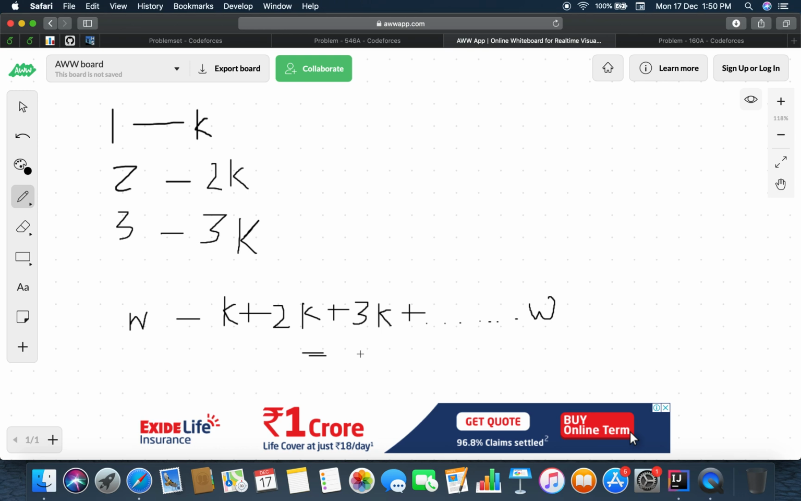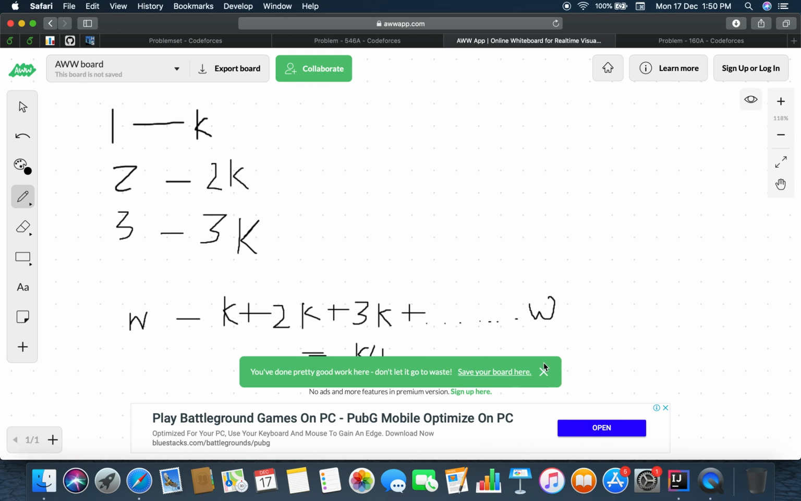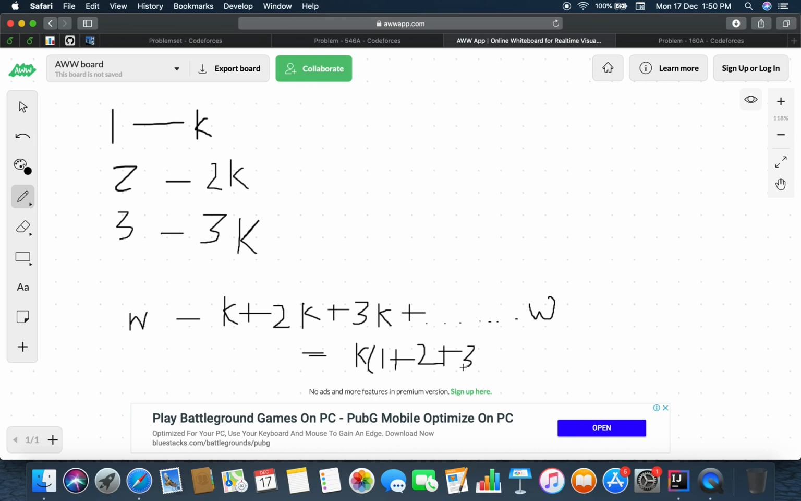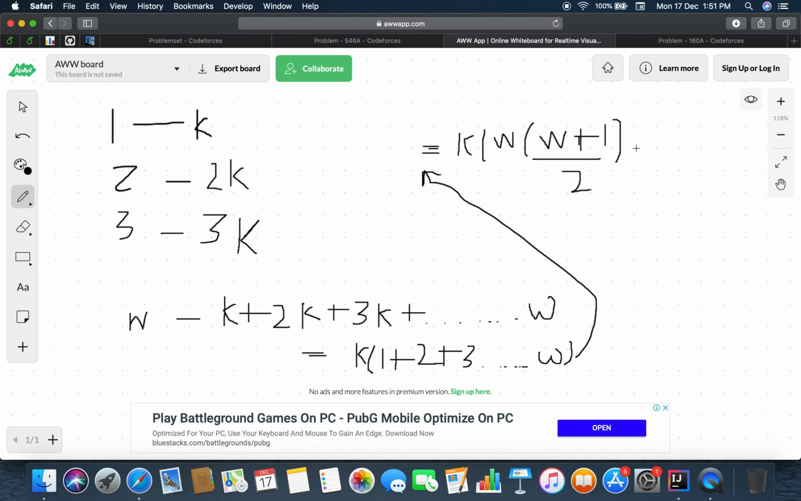Taking k outside, we get k times (1 plus 2 plus 3 up to w terms). As we all know, the sum of n terms is n(n+1)/2. So for w terms, it is w(w+1)/2. So the total is k times w(w+1)/2.